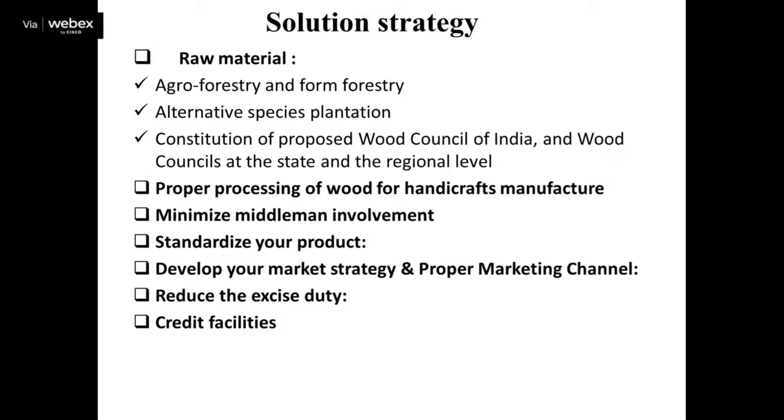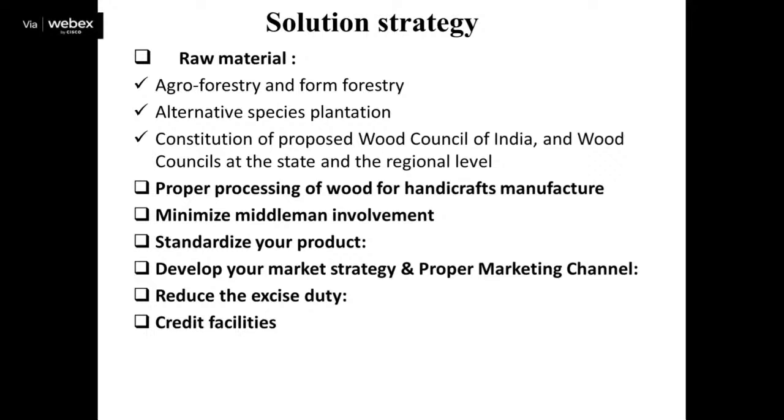Generally, we have seen in the Kinnal and Kadamampatti handicraft clusters, most of the artisans throw their wood in the open area. They are not following the proper seasoning procedure, so it gets cracks and invites various kinds of biological agents. So the wood gets destroyed. And we need to minimize the middleman involvement. So you have to create your own market, your own market strategy. Then you will be able to minimize the burden of middleman involvement.